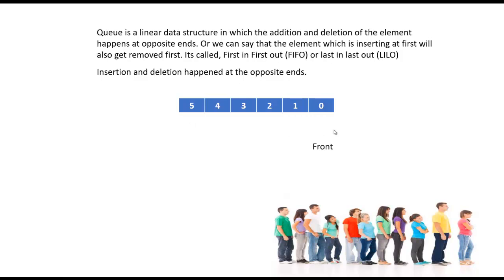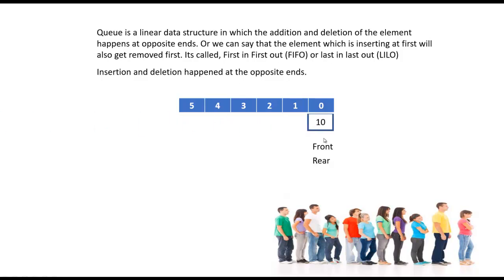Now in this queue I have to maintain 2 indexes. One will represent the first element in the queue, and the other one will represent the last element in the queue. So I have to create 2 indexes for the queue. One is the front, which will represent this index, and the rear will represent this index. Now let's insert one element into this queue.